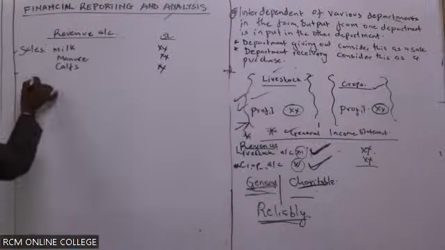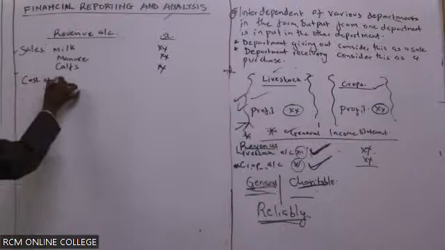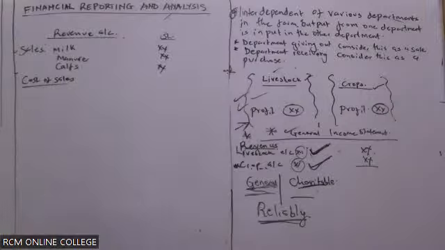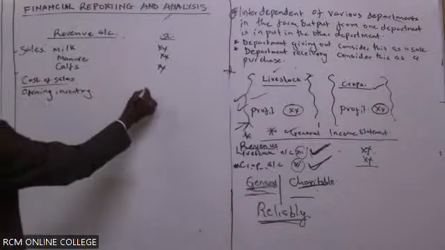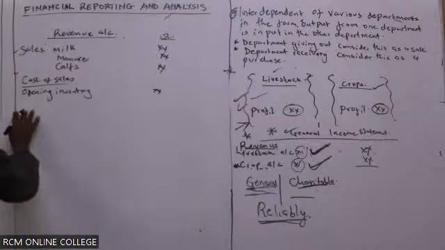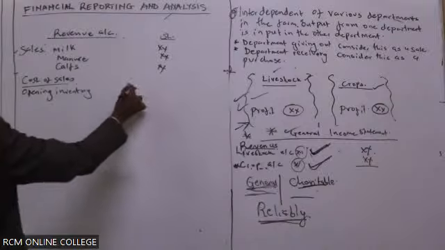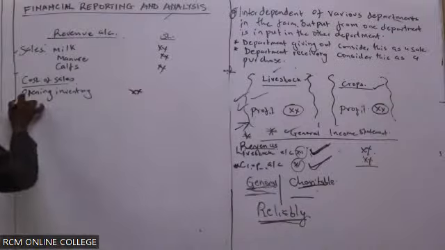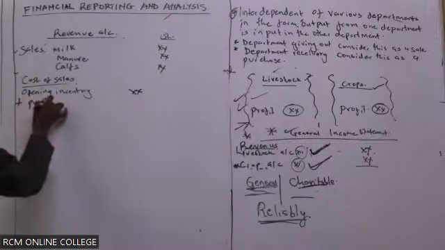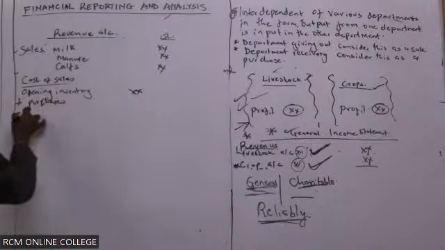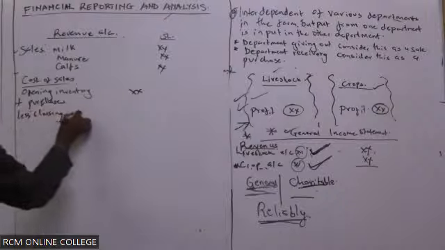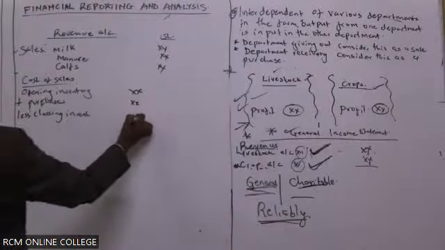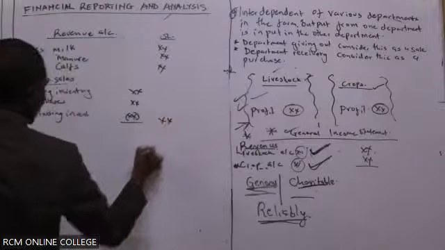Then cost of sale. We can have opening inventory. Cost of sale: opening inventory. We can adjust this here. Then we add purchases. Then we less the closing inventory. That one we less, so we get something there.